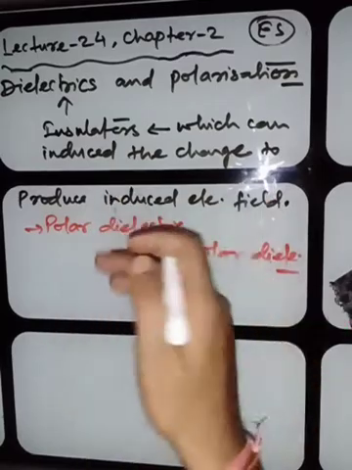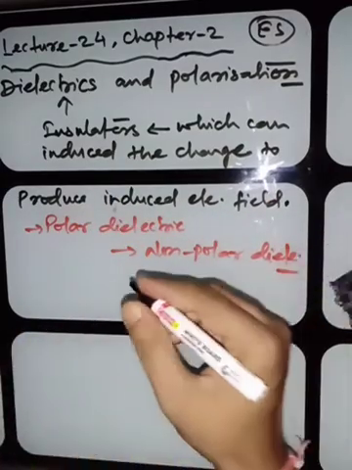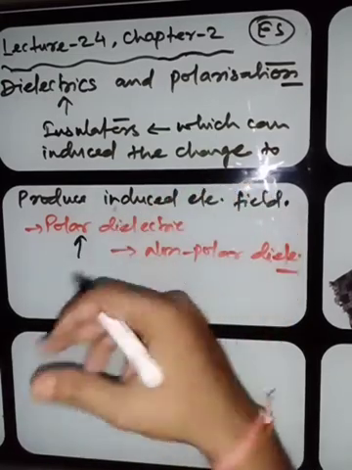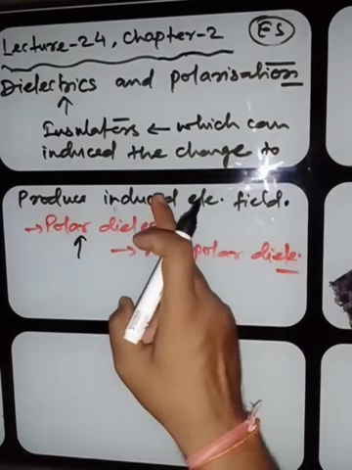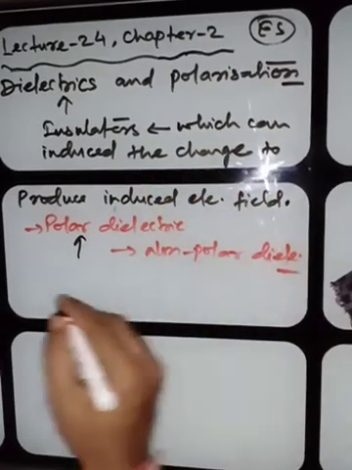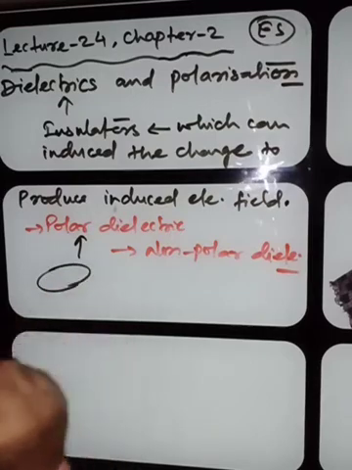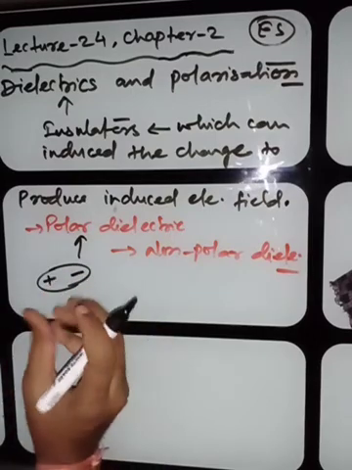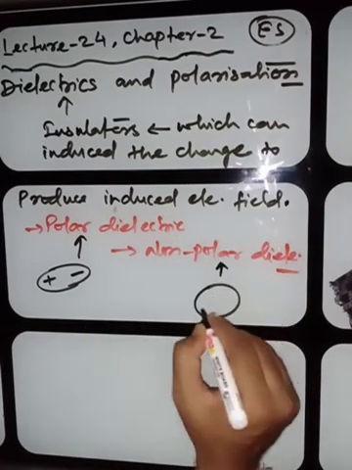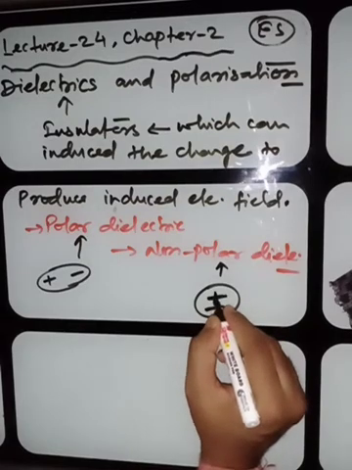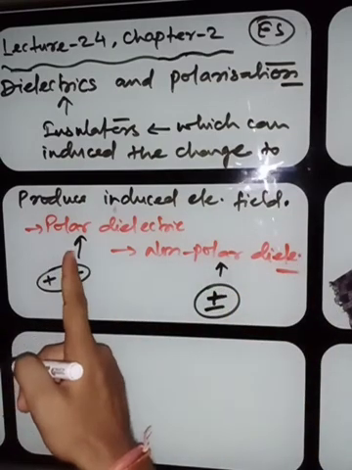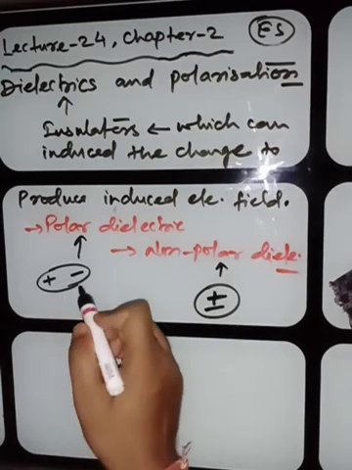Polar dielectrics are those whose center of mass of positive and negative charge do not coincide. Remember, if this is a polar dielectric, then positive and negative charge are separated by some distance. But non-polar dielectrics are those in which the center of mass of positive and negative charge coincides.